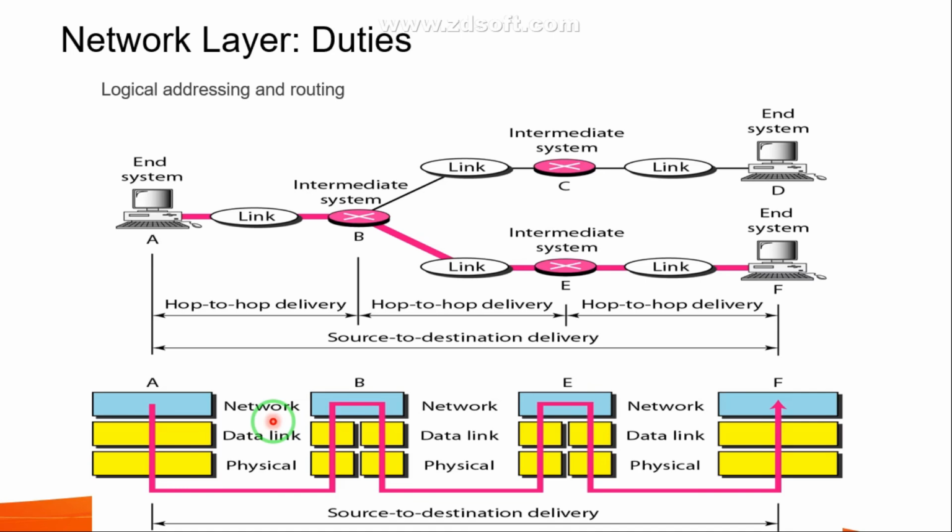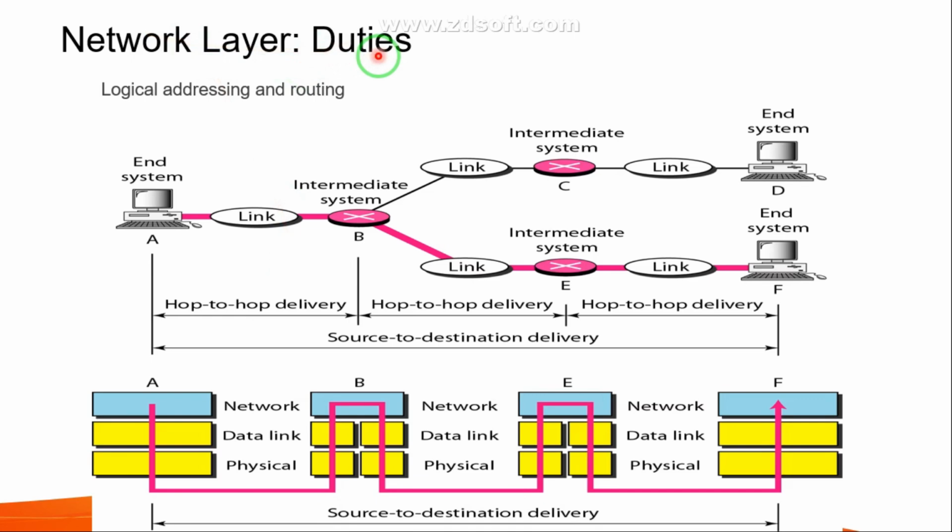Now, if two systems are connected to the same link, there is no need for this network layer. It means if you are going to send the data within a network, then no need of this network layer, but just by using a data link layer, you can send the data. But if two stations are connected to different networks, then we require this layer, network layer.